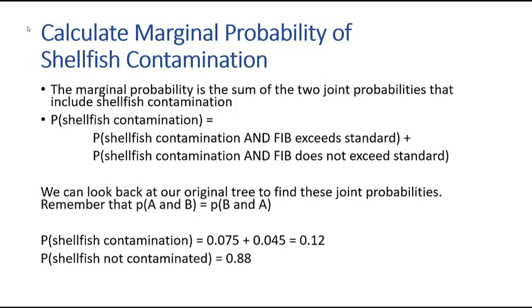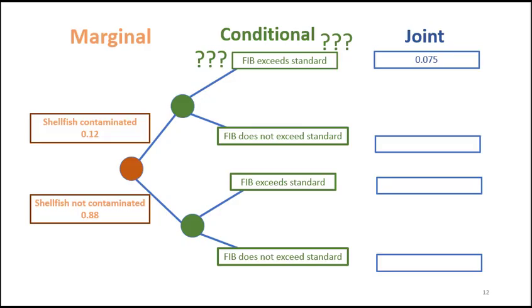I encourage you to work through your math, to stop the video to make sure you are following along. So we can now fill in the numbers that we just calculated for the marginal probability that shellfish are contaminated, that's 0.12, and shellfish not contaminated, 0.88.